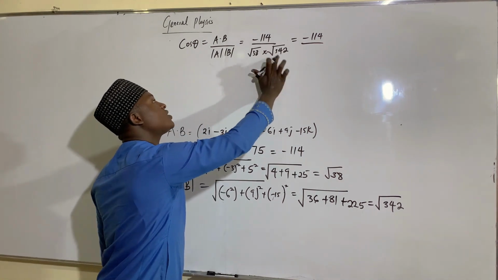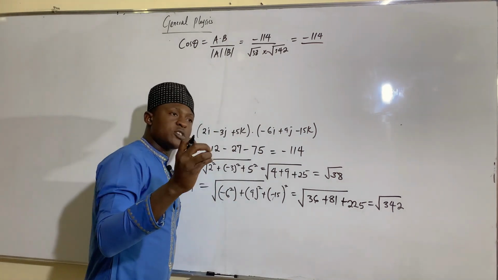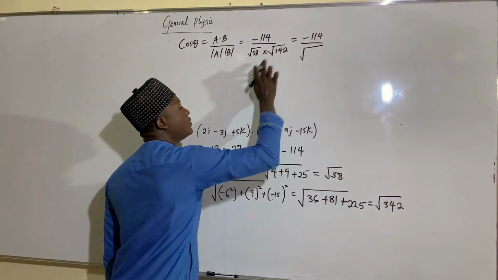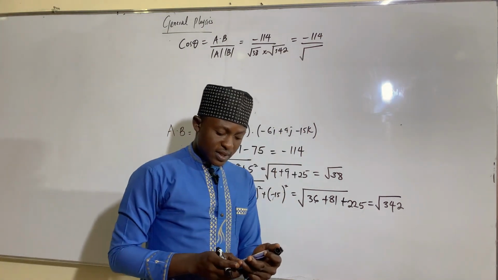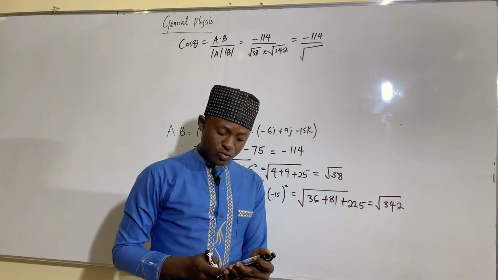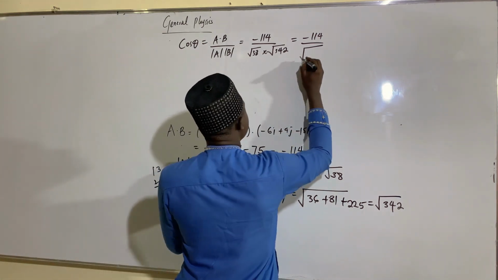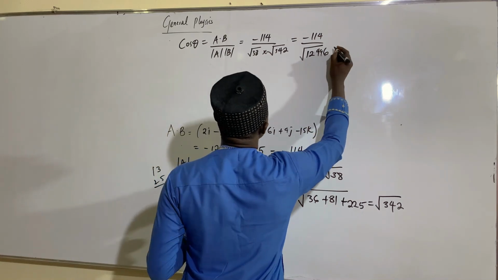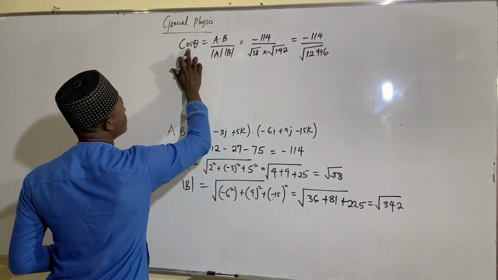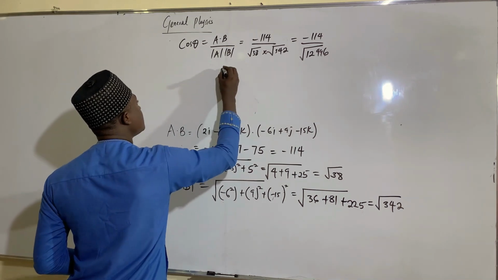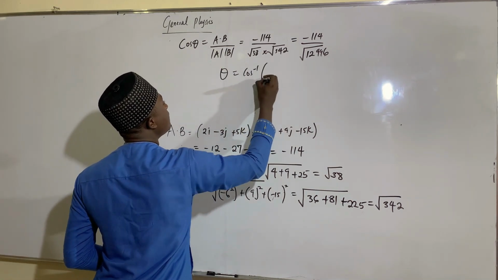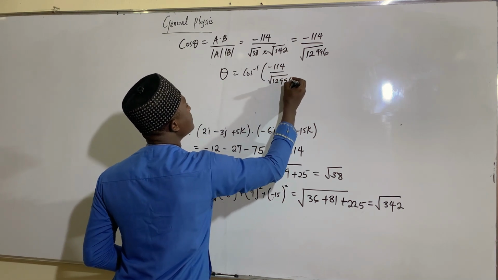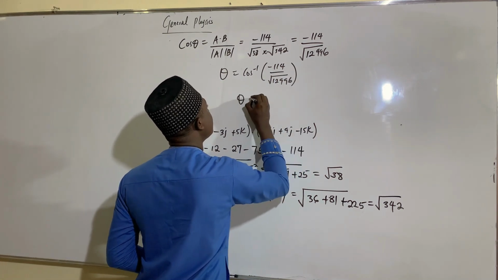So since the first one and the second one have roots, you can just multiply the numbers inside the roots together. So here we have root of 38 multiplied by 342. If you do that, you are going to have 12996 here. So the next thing now, I can just find theta. From here you can say theta is equal to cos inverse of your result, minus 114 divided by square root of 12996. If you do that, you are still going to have your result.